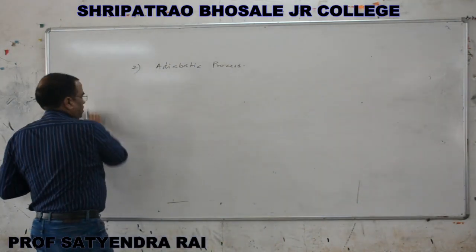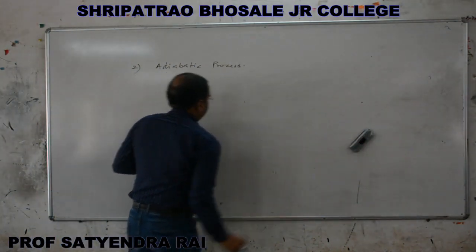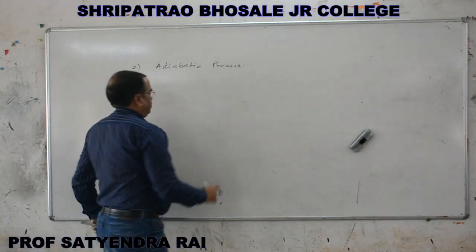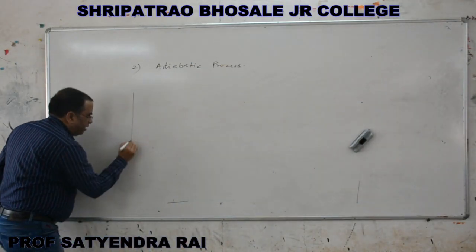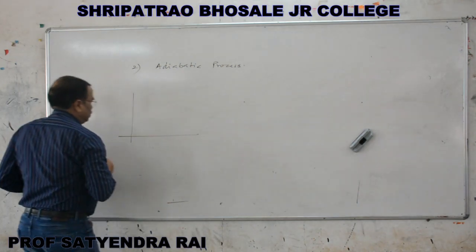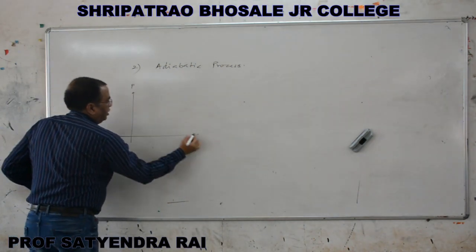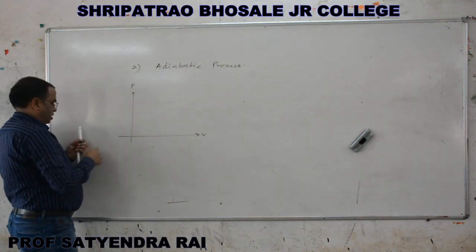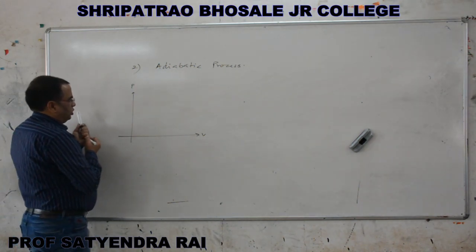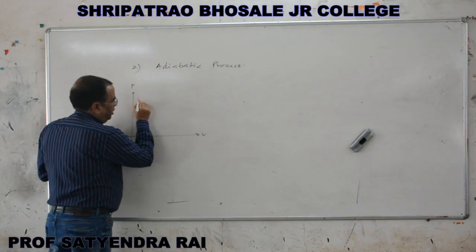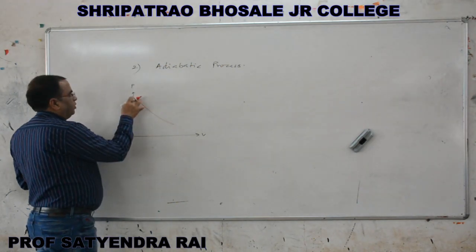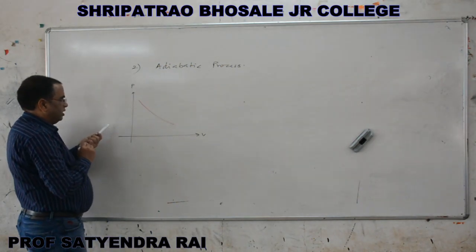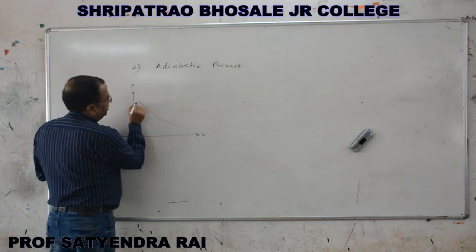And see, in the adiabatic process, if I plot a graph like this, there are two indicator diagrams given. Let us first take the PV graph. There are two graphs plotted over here. One is like this. One is like this. The graph is taken like this. Second one is like this.